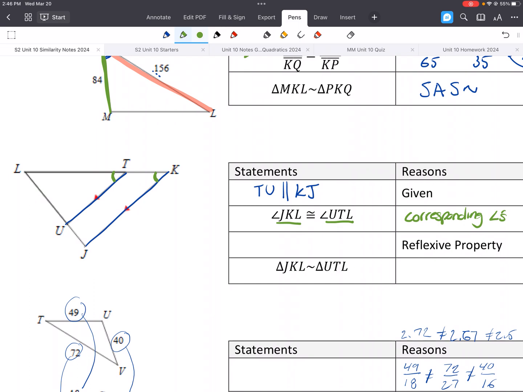Okay. Next row is the reflexive property. We already talked about that. That's where you have the angle inside of an angle. So we could say angle ULT is congruent to angle JLK. By the reflexive property, now we have two pairs of angles that are congruent. So we would use the theorem angle similarity.